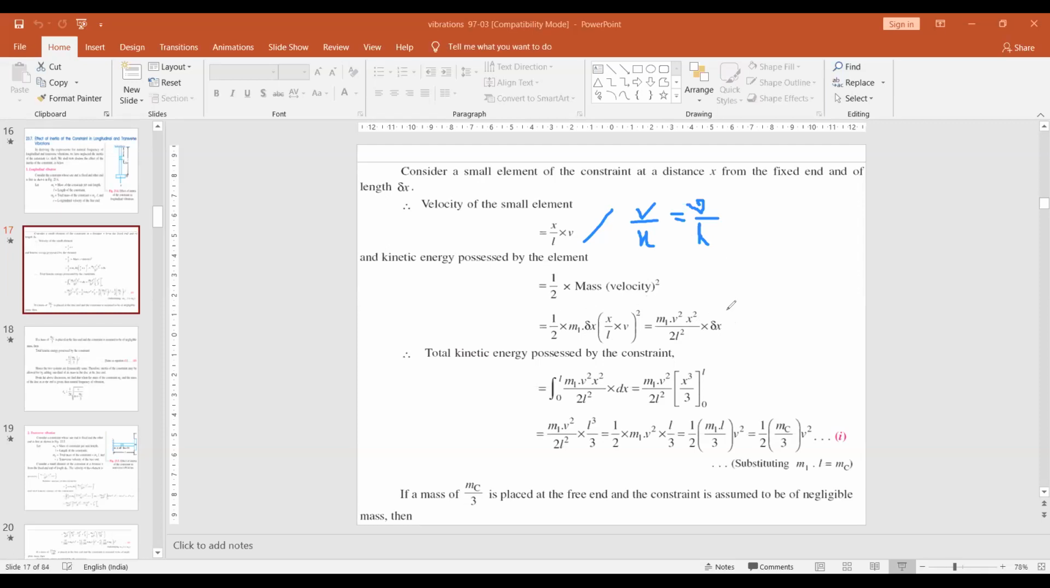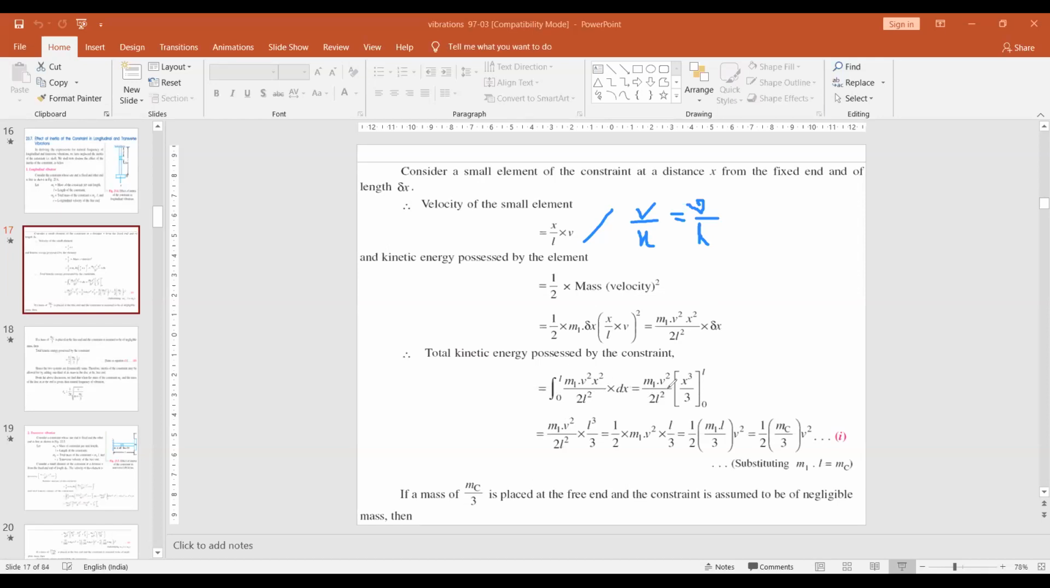Now we are going to find the total kinetic energy possessed by the constraint. For getting the total kinetic energy of the shaft, just integrate our earlier equation. The limits are 0 to l. So when we integrate our earlier equation with the limits of 0 to l, we simply get the total kinetic energy of our shaft or constraint. So that is m1 v square x square by 2 l square into dx.